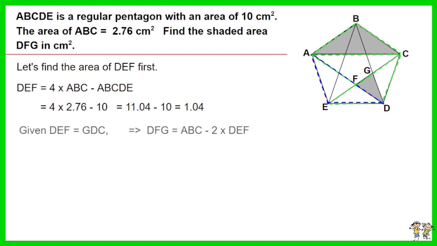Given DEF equals GDC, as such DFG equals ABC minus 2 times DEF. ABC equals 2.76. DEF equals 1.04. Work out the equation. The area of DFG is 0.68 centimeters square.